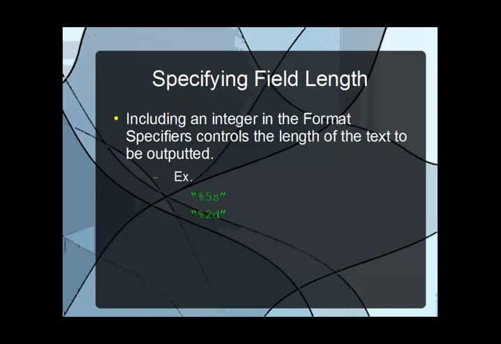Including an integer in the format specifier controls the length of the text to be outputted. Basically that means if you have %5s, it will print out your string in a field length of 5. So if your string has a length of 3, then there will be 2 spaces in front of it, and your string is justified to the right by default.